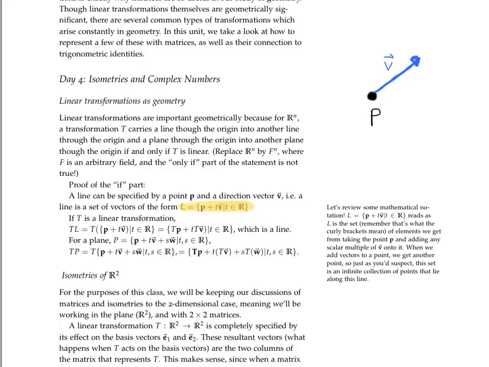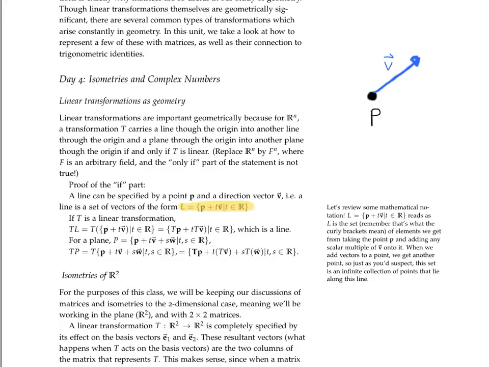So this line, just as you would expect, are the set of points, because remember when you take a point and you add on a vector, you're going to get another point. So it's the infinite set of points that you get when you take the point P and you add on any scalar multiple of V. So think about that for a minute. That's actually really, really interesting.